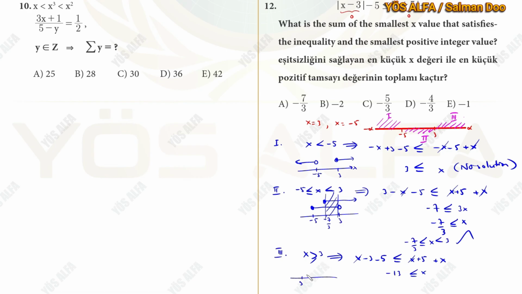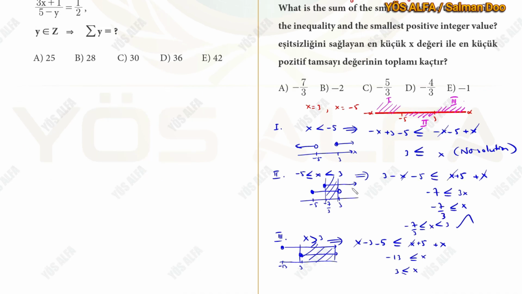x is larger than 3. This is our domain, and our solution set is x is larger than minus 13. So we will choose the overlapping part as our solution set. So x is larger than 3, x is equal to or larger than 3. So that is our solution.